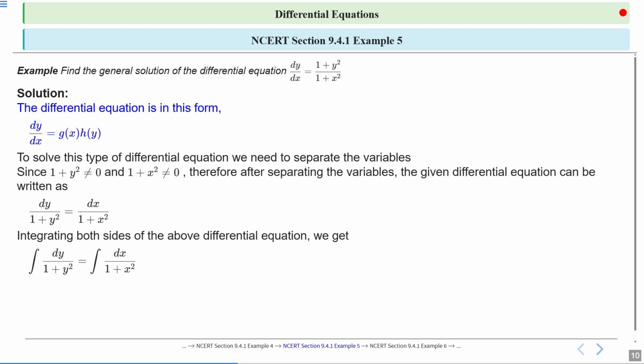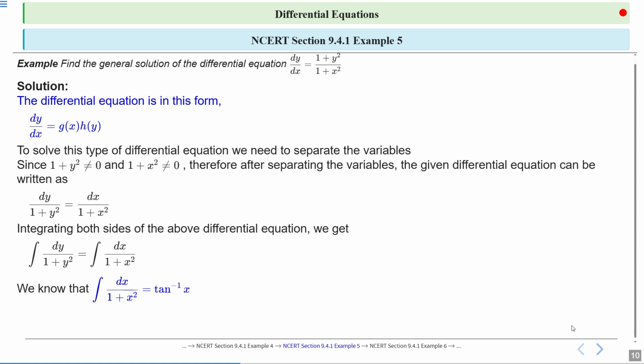So what is the integration of dx by 1 plus x square? Is this a standard form? We already studied the integral chapter, right? So what is the integration of dx by 1 plus x square? The integral of dx by 1 plus x square is tan inverse x. So when we integrate dy by 1 plus y square, we get tan inverse y. And when we integrate dx by 1 plus x square, we will get tan inverse x.